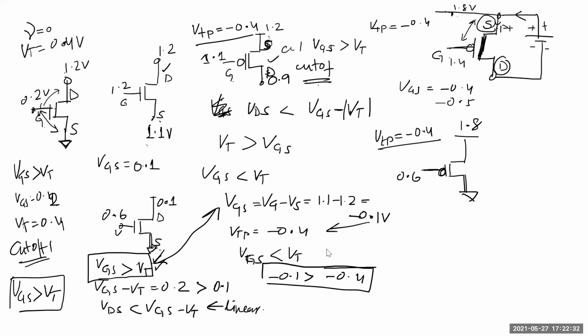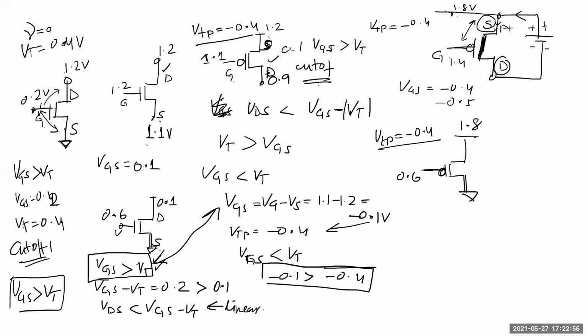Go ahead. So here the VGS is minus 0.6, and the final term will be VGS equal to minus 0.6. Minus 0.6 is less than the VTP, which is minus 0.4. That's why it is in cutoff region.